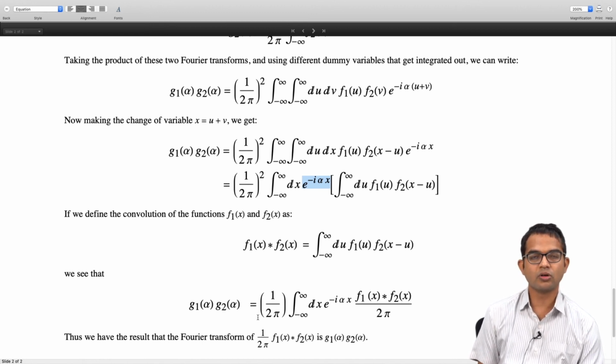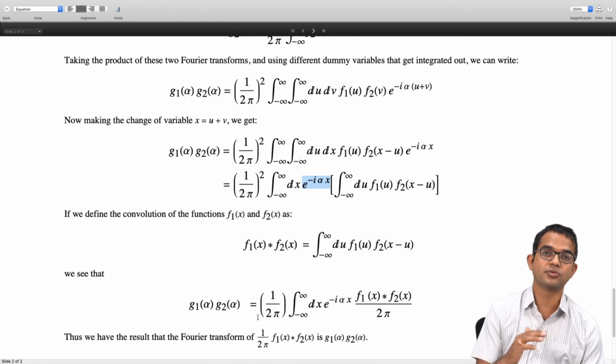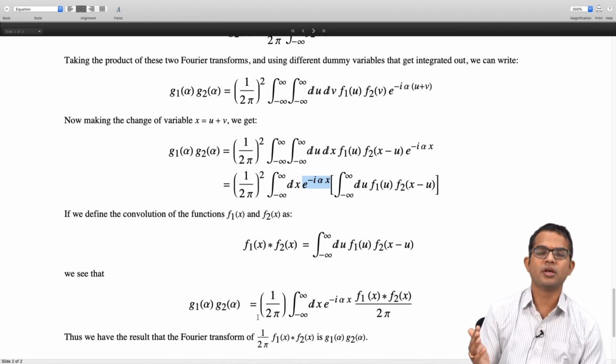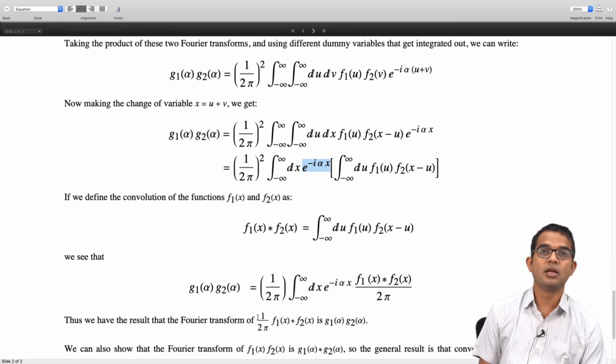So this factor 1 over 2 pi appears in this manner because of the convention we have used for our Fourier transform definition and the inverse Fourier transform, and so on. If you had used a slightly different convention, we would have different factors. But the key point is that what is a convolution in one domain becomes a product in the other domain, just like we saw for the Laplace transform.